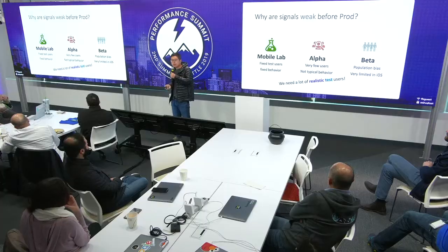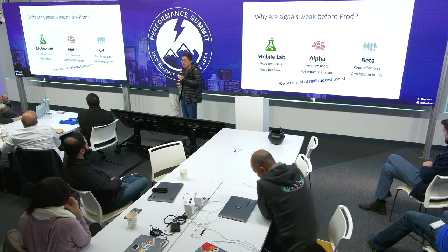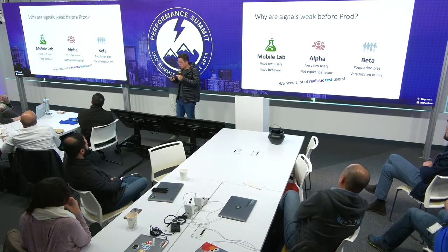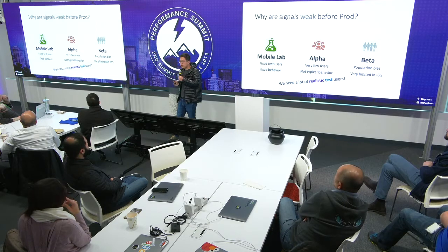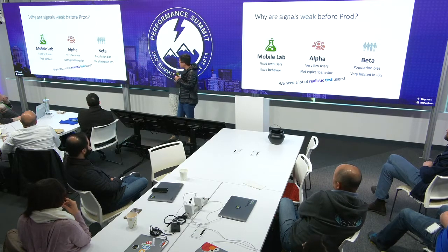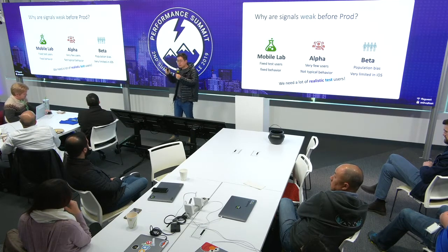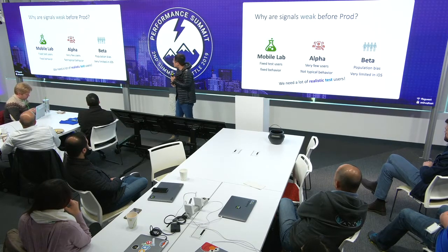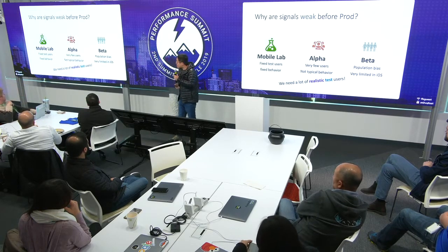So why are signals weak before prod? Well, let's look at the systems we have before prod. We have the mobile lab, at the CI, as a diff time, you can try to capture if there's this code change causing a problem. But in the lab system, we have fixed test users, like typically just this test user has one friend, sends one message. It's not kind of realistic, and it has kind of fixed behavior, like tap button A, tap button B, that's it. So it has low coverage by design.